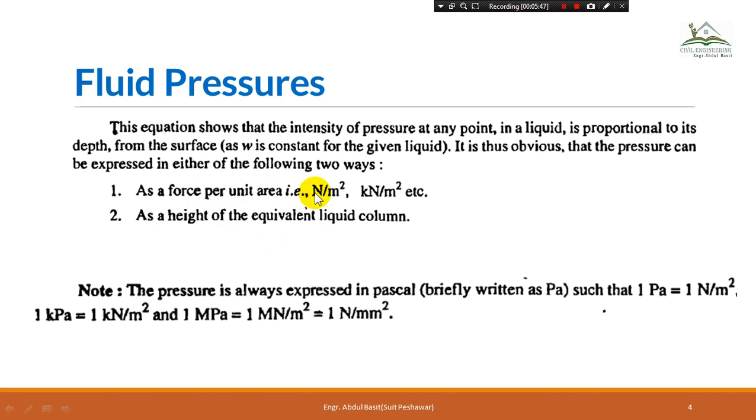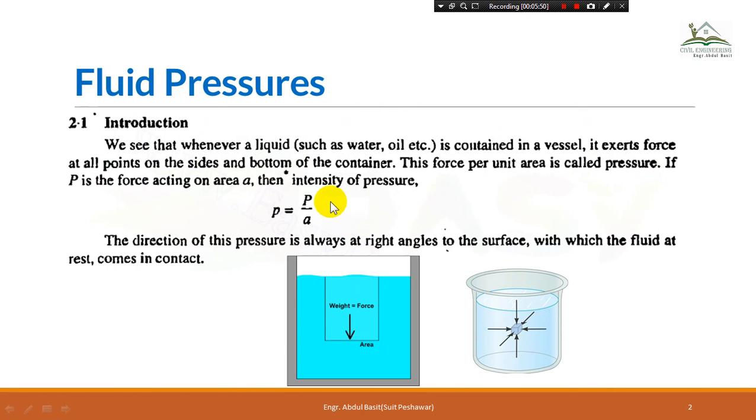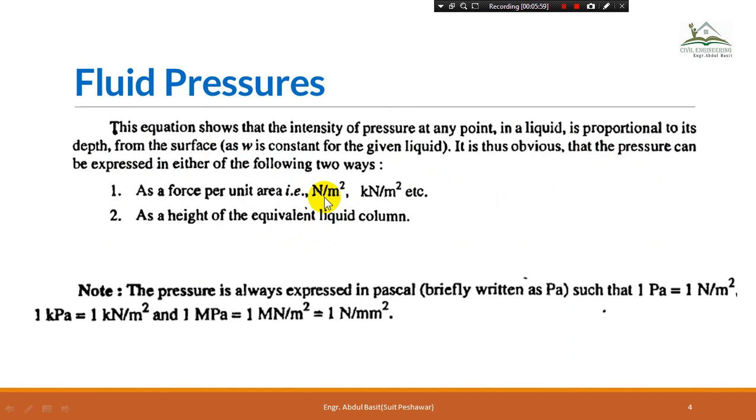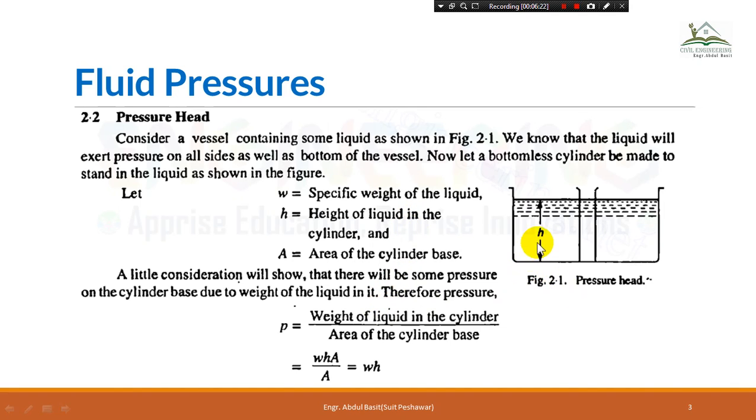So in simple words, if we look at this definition, force per unit area, the unit of force is newtons and area is meters square. So you can say in simple words that the unit of pressure will be newtons per meter square, and kilonewton per meter square. So we can magnify this unit as well. As a height of equivalent liquid column actually refers to the head H.